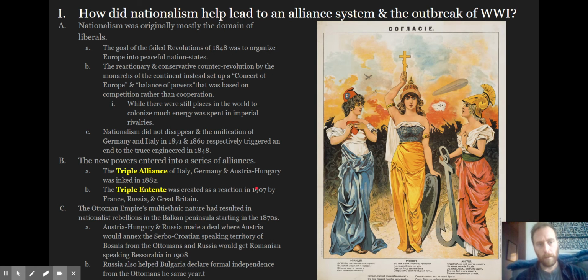So even though there's this alliance between Russia, France, and Great Britain, Russia's still making deals with the Austro-Hungarians. The Russians also helped Bulgaria declare independence from the Ottomans the very same year, which I misspelled, but I gotta fix.